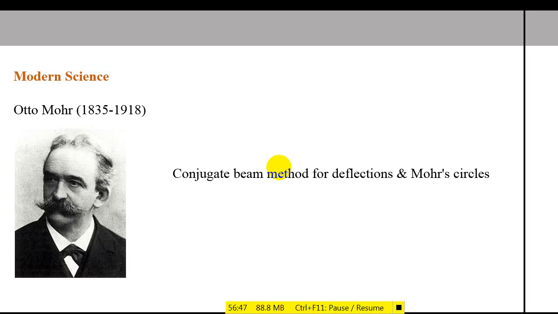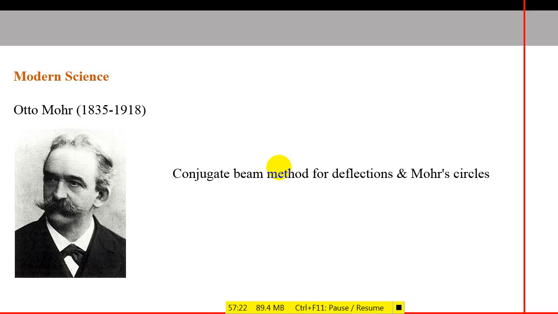If you take any structure, there are 2 types of characteristics. One is service state characteristics, so a building is serviceable. The other one is ultimate limit state characteristics. So, service limit state characteristics and ultimate limit state characteristics. So what is service limit state? Deflection is one of the governing parameters of the service limit state of a building or a structure.